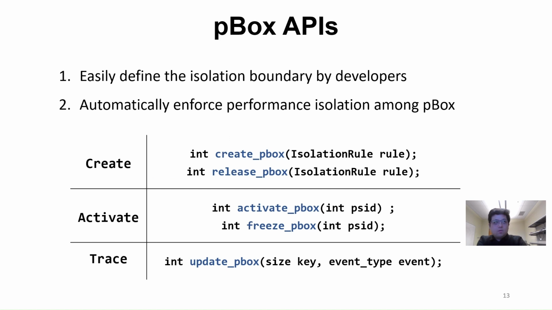With pBox, developers can easily create a pBox, define the isolation boundaries for their applications, activate it, and trace the application resource usage. This API empowers developers to directly build a new isolation boundary within their applications, and pBox can enforce the required performance isolation automatically.